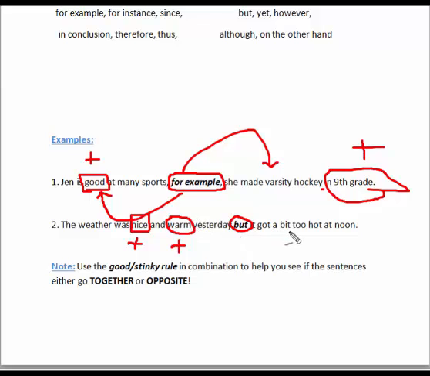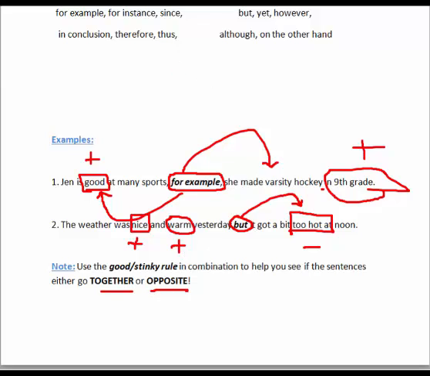It got a bit too hot. When it is a bit too hot, it's negative. We switch directions using flag flip-floppers. Note the good stinky rule in combination helps you see whether the sentences are together or the sentences are opposite.